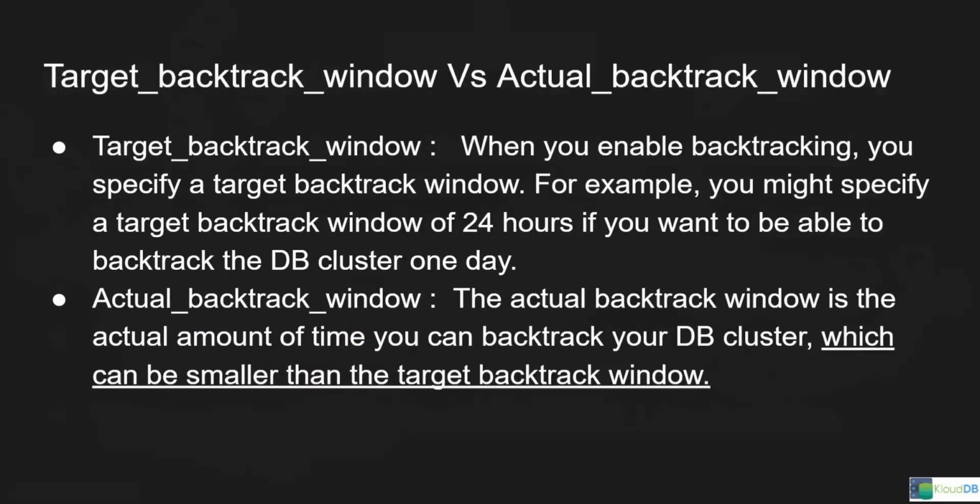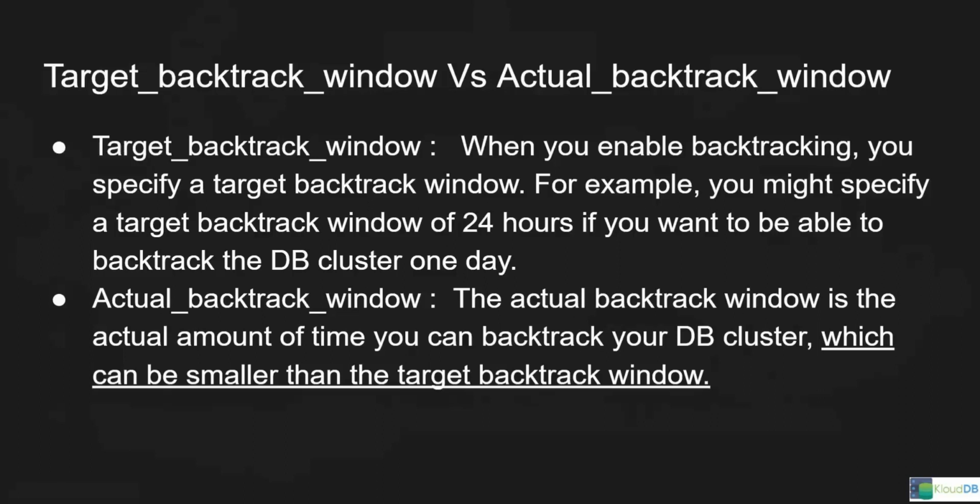Coming to target backtrack window versus actual backtrack window. This is an important term to remember if you use this feature. When you enable backtracking, you specify a target backtrack window. For example, you may specify a target backtrack window of 24 hours. If you want to backtrack the DB cluster within 1 day, so let's say your SLA is that you want to roll back for 1 day. Like, let's say today is Friday, 10 a.m., and you want to roll back to Thursday, 10 a.m., which is 24 hours. Then you specify the target window as 24 hours.